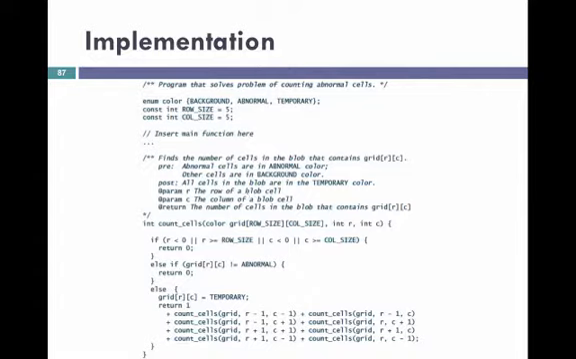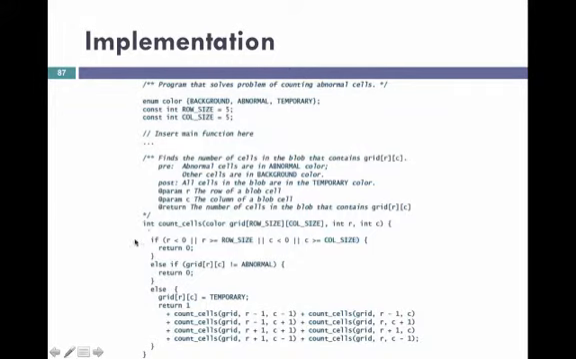Now we take inputs R and C, a row and a column of the blob. R and C together give us an index to a single element in the array. And we return the number of cells in the blob that contains grid RC.